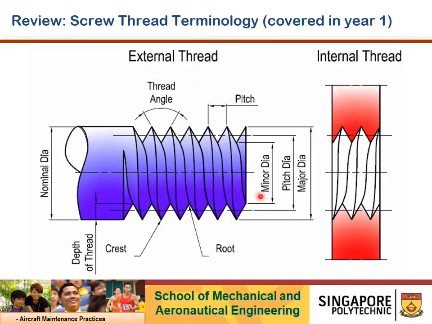Over here we have the external thread, where there are the minor diameter of the thread, the pitch diameter of the thread, and the major diameter. We have the screw thread and the thread angle, the crest and the root of the thread. Internal thread, which is the female part. We also have the pitch distance, the thread angle, the crest, and the root for the internal thread, which is known as female, and over here the external thread.